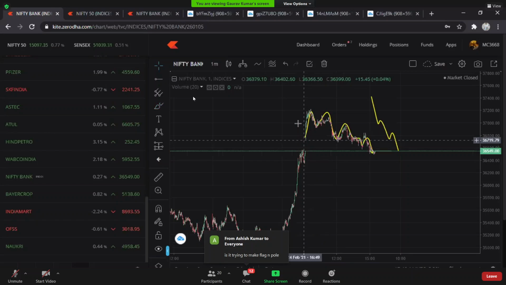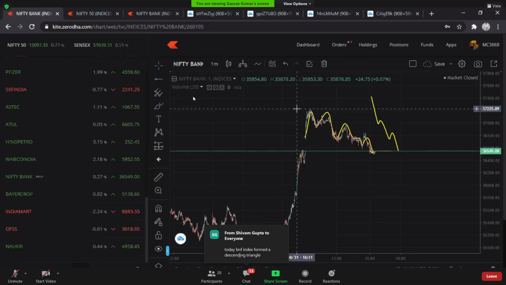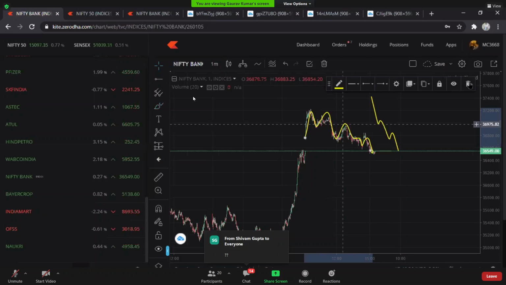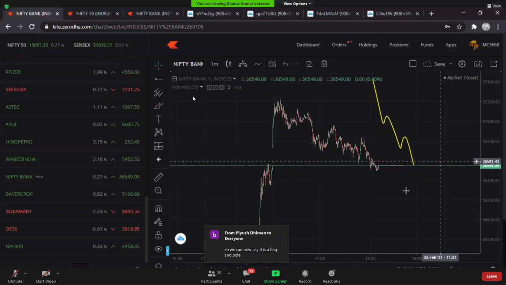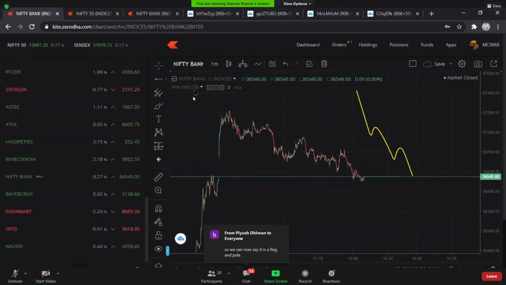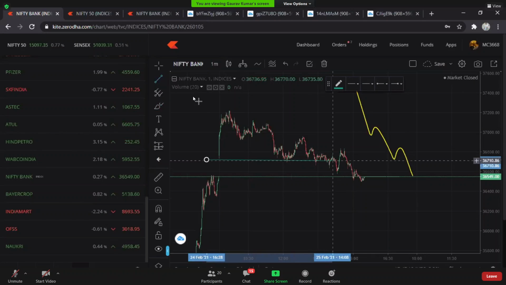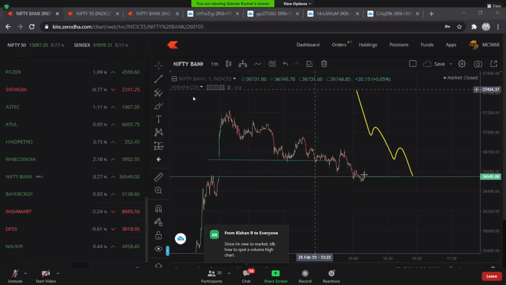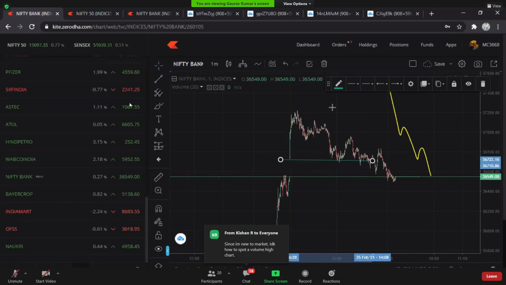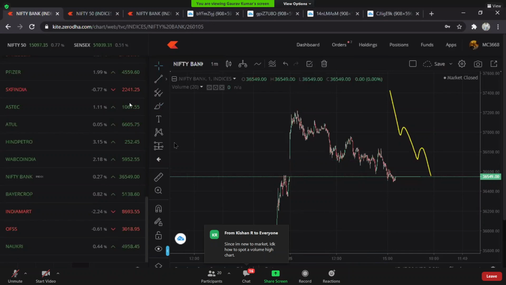Bank Nifty 755 to 225, almost 500 points. Today the BNF index formed a descending triangle. This is not a descending triangle. Yeah, it had formed a descending triangle at a point of time. I had noticed it. And yeah, this was the base. So you can now say a flag and pole. Yes, I can definitely say a flag and pole because this is a descending channel kind of structure. Earlier it was a descending triangle.